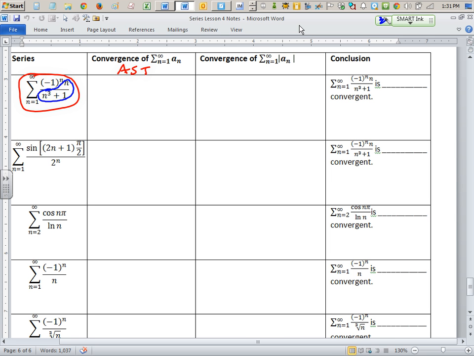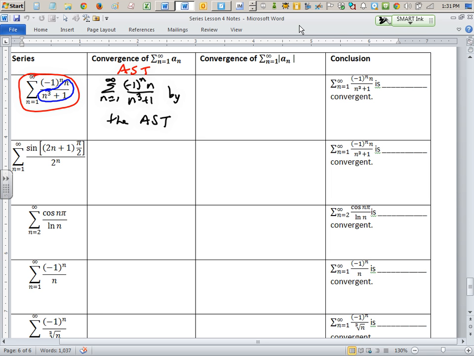n over n cubed plus 1. Is that going to go to 0 if n is big? Yes. So first condition, pass. Second, is every term less than the previous term? Yes, 1 over 2, and then it's going to go 2 over 9. So it's going to definitely decrease monotonically. So this one is going to converge by the AST. We already did this problem. It was my first example.